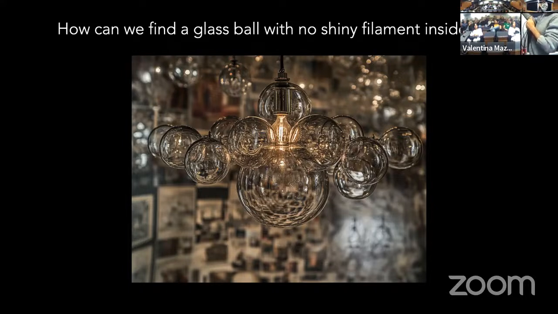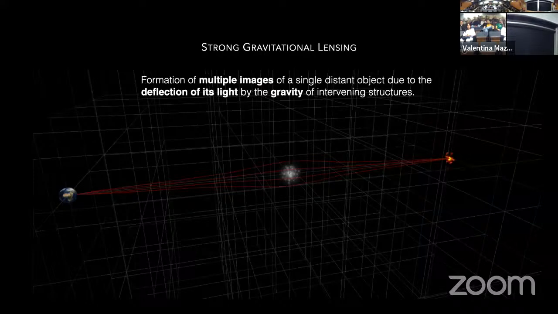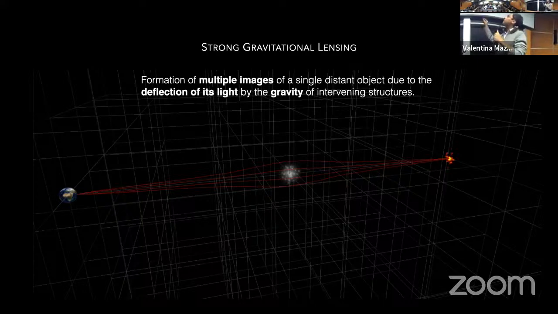So these light bulbs here are actually, look at it, distorting the image of the background wall. And so it is really through that distortion that your eye picks it up and knows that there's something there. And we can do exactly that with dark matter. And that's what strong gravitational lensing is. That's my field of research.